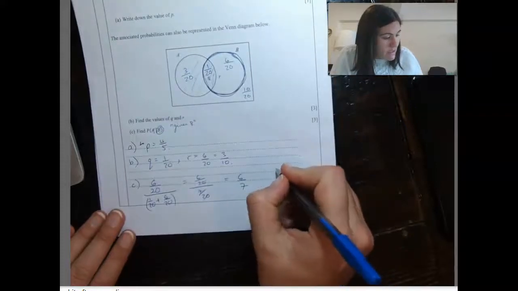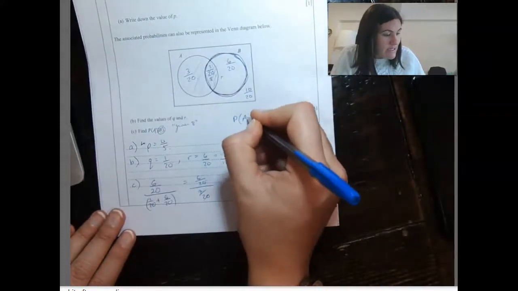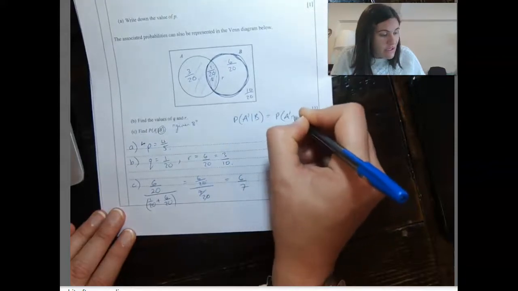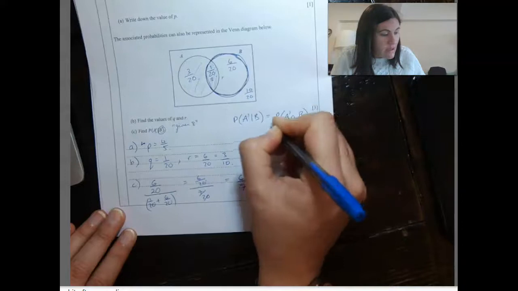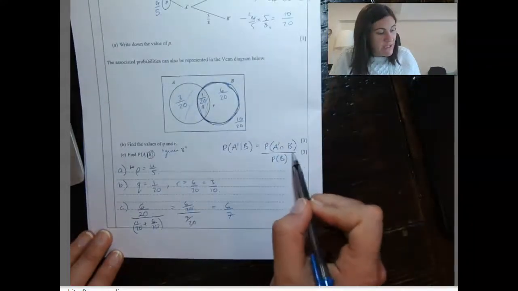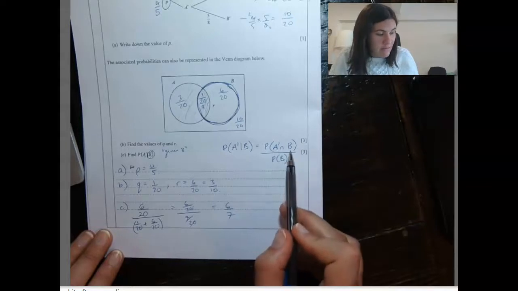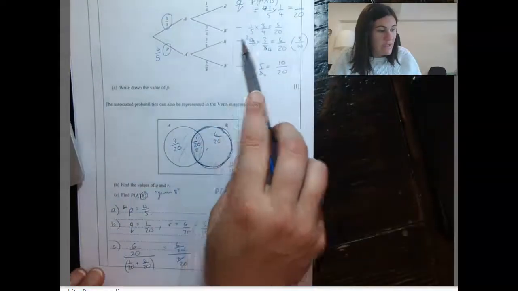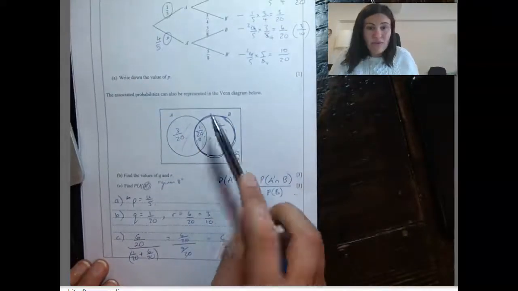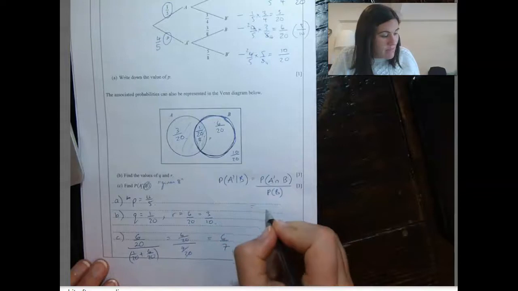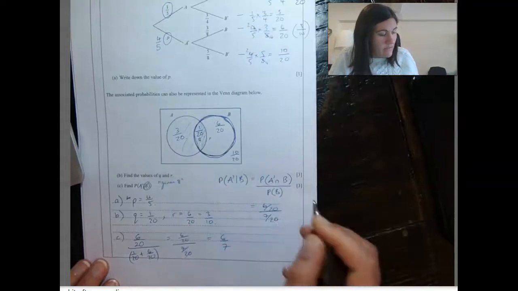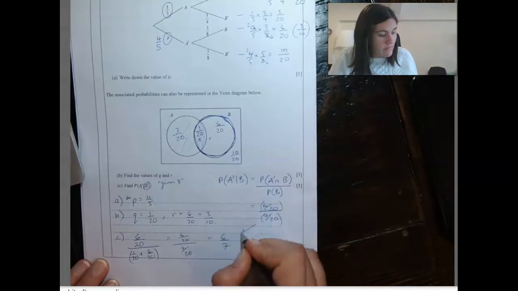Okay, you can also use a formula here. You could use the formula that the probability of A dashed given B is the probability of A dashed intersection B over the probability of B. So the probability of A dashed intersection B is not A but B, so that's our 6/20, and the total probability of B is our 7/20. So we get the same calculation there, same answer.